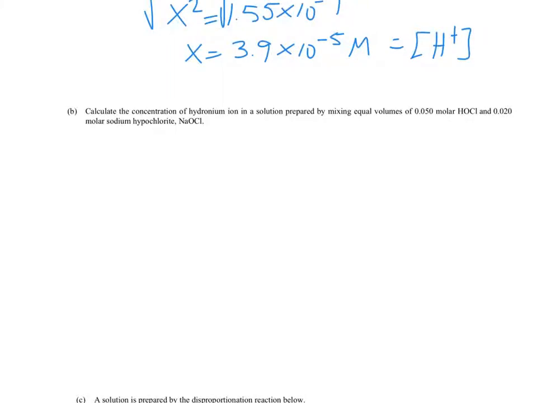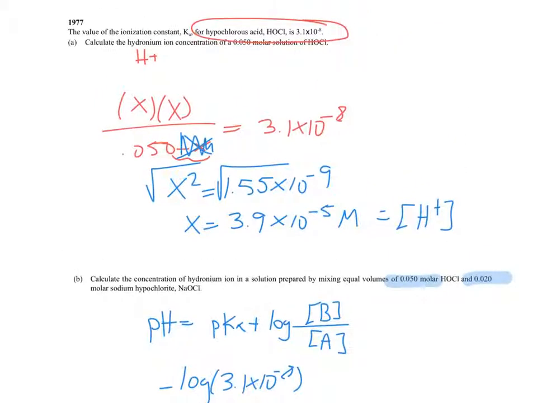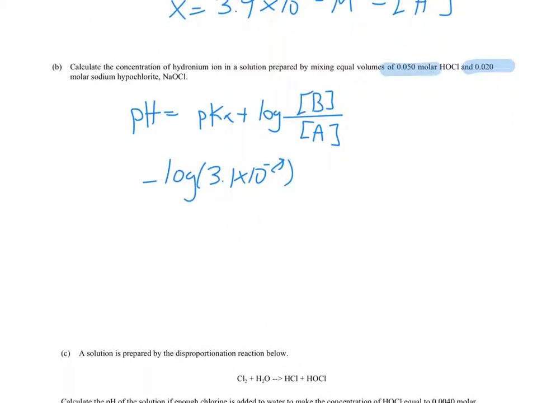You're basically setting up a common ion or a buffer situation. It says calculate the concentration of hydronium ion in a solution prepared by mixing equal volumes of 0.5 molar HOCl and 0.2 molar sodium hypochlorite. Henderson-Hasselbalch does a nice job of making this easy: pKa plus the log of base over acid. So my pKa is the negative log of 3.1 times 10 to the negative 8th, I do believe. Let's just double check. Yep, I'll scroll up to A and see that.